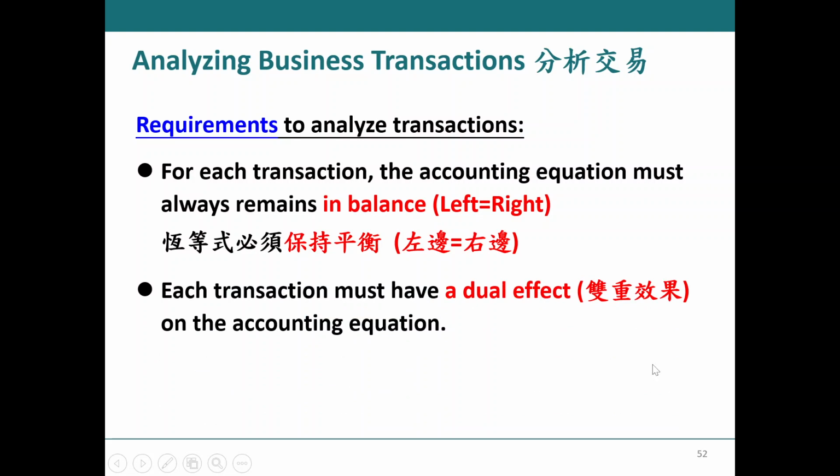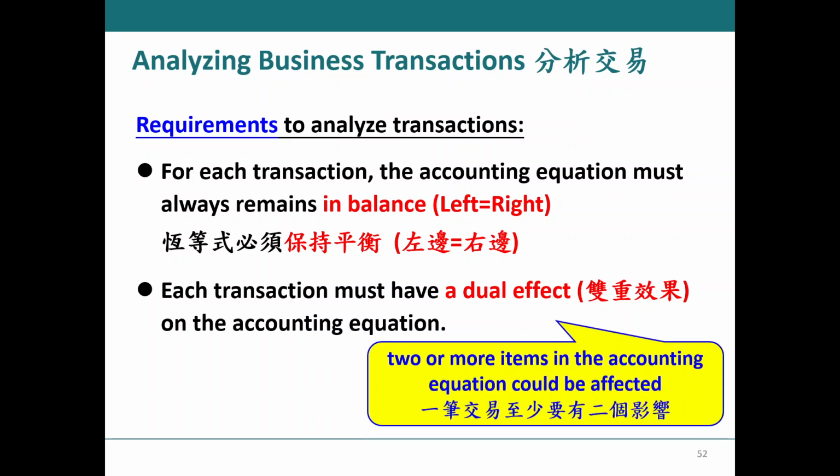Don't forget, when we talk about any transactions, make sure you have double effects. Double effect means what? When we think about it, you have to think about at least two or more effects. So what does it mean? Just like we talk, always think about reason and results, right? So double effect means always think about the reason and result.